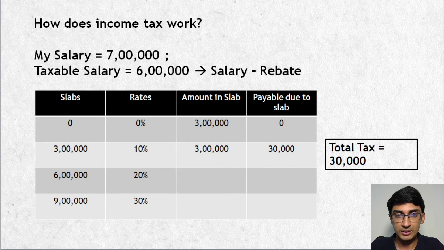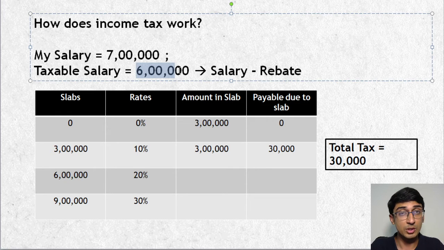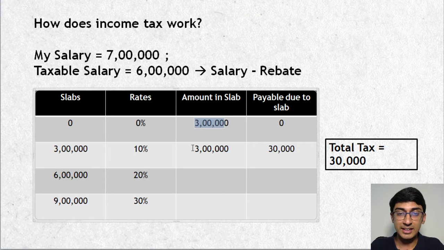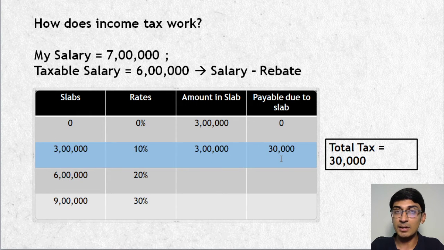Let's take it even further. What if I had 7 lakh rupees as my salary? The taxable salary becomes 6 lakhs because of the rebate. Now the first 3 lakh, no amount. For the next 3 lakhs, I have to pay 30,000, right? Because 10% of 3 lakh will give me 30,000. And notice that in this slab, I will never end up paying more than 30,000 because the maximum amount I can have in this slab is 3 lakhs. It's between 3 and 6 lakhs, right?